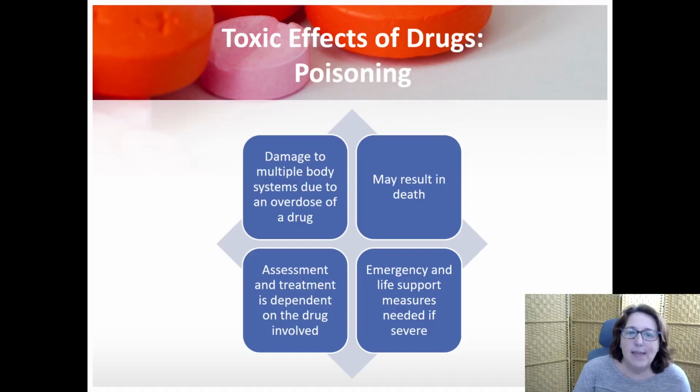Poisoning. So poisoning is damage to multiple body systems due to an overdose of a drug. It can result in death, so this is pretty serious. Assessment and treatment will be dependent on the drug that's involved, and emergency and life support measures are often needed if it's severe.